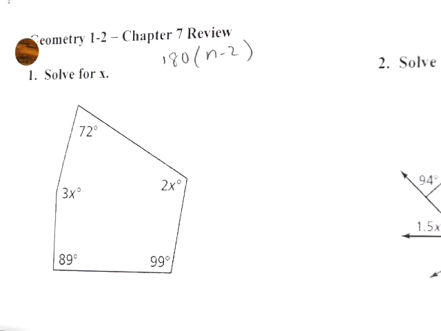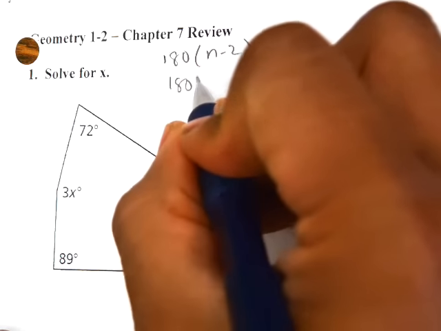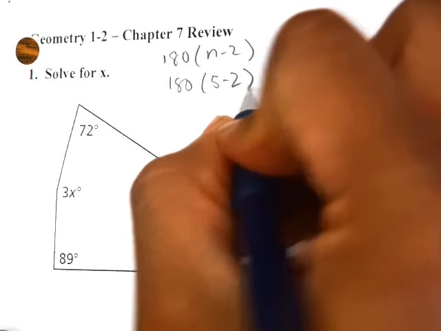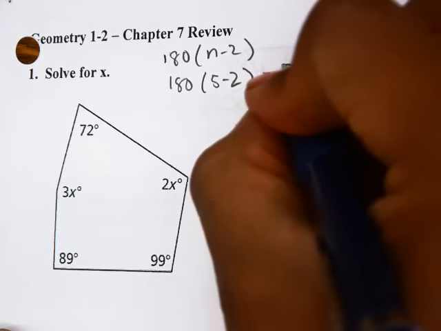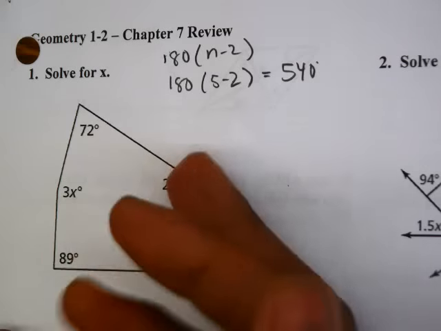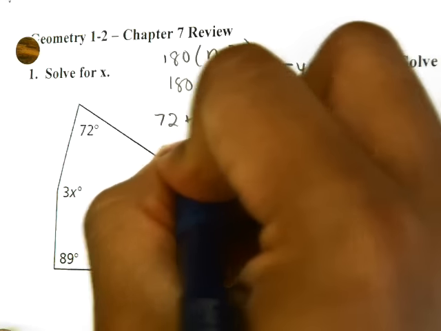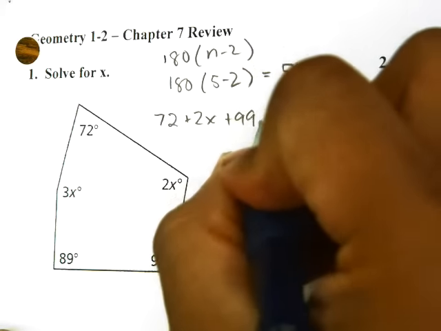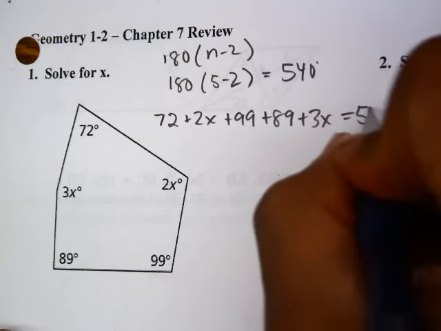So I'll use the formula 180 times n minus 2. N stands for the number of sides, so this is 180 degrees times 5 minus 2, which is 180 times 3, which is 540 degrees. So all pentagons need to add up to 540 degrees. So now I'll add all the angles that they have given me, 72 plus 2x plus 99 plus 89 plus 3x equals 540 degrees.